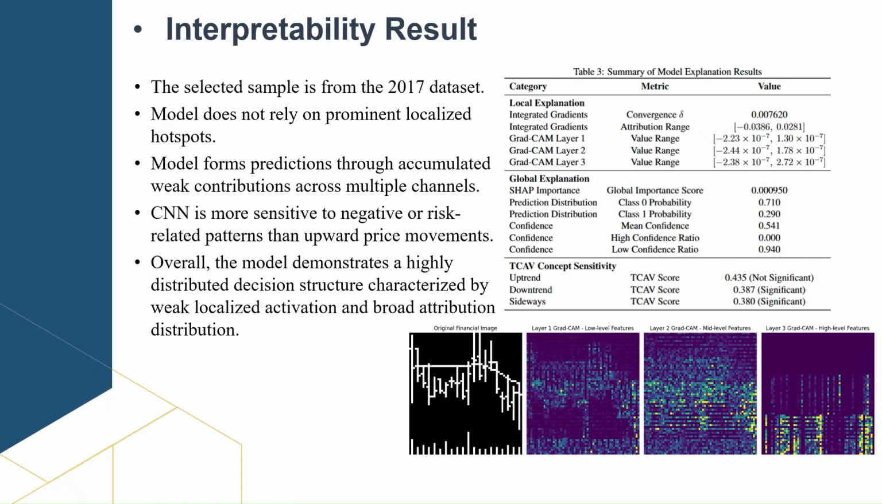Okay, here is our result. We chose a sample from the 2017 dataset. As for layer 1, we know that the model does not rely on prominent localized hotspots. For layer 2, the model forms predictions through accumulated weak contributions across multiple channels. As for layer 3, the CNN is more sensitive to negative or risk-related patterns than upward price movements. Overall, the model demonstrates a highly distributed decision structure characterized by weak localized activation and broad attribution distribution.